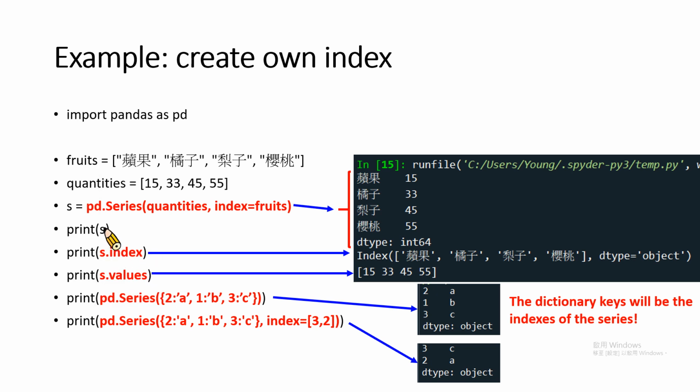And for the series, there are some useful properties. With the index property, you will get the index of the series, and with the values property, you will get the values of the series. Because the index is fruit, you see this is the index of fruit, and this is the values for the series.